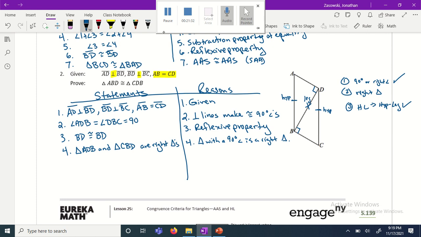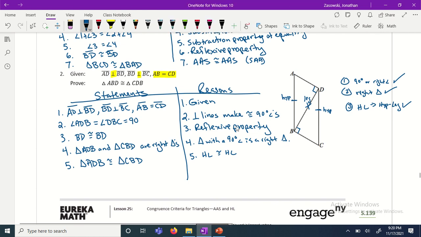Now, we've done the checklist. We got all three things done. So now we can go ahead and use HL. So now I can say that triangle ADB is congruent to triangle CBD. So notice, A is the same as C, B was the same as D. Those are in the right order, okay? So D and B, B and D, good to go. So now we're going to go ahead and go down with 5 here. And we're going to write HL is congruent to HL.